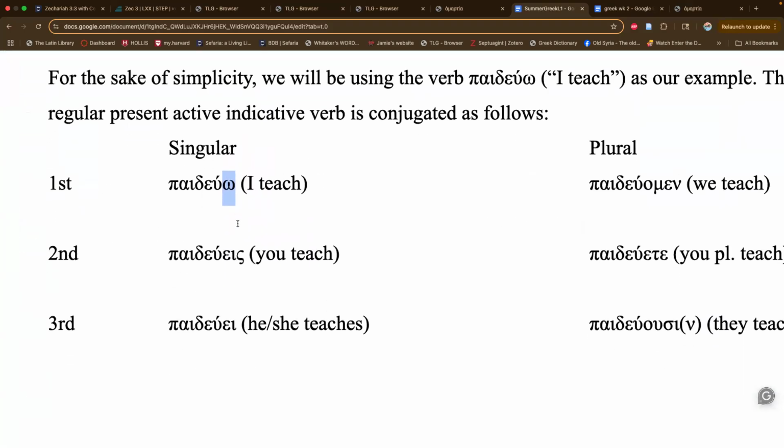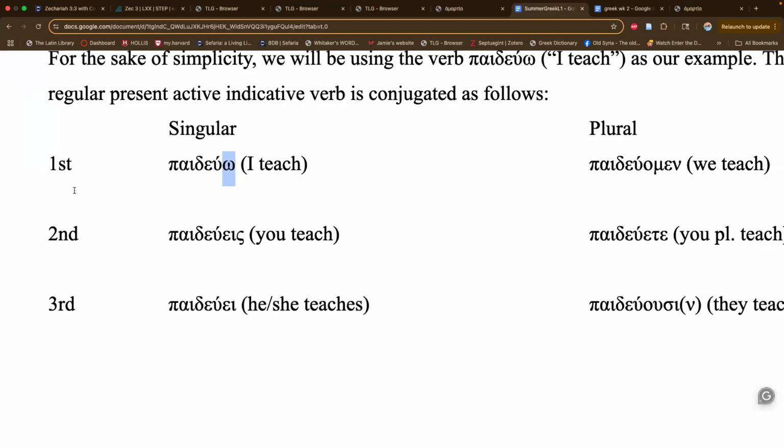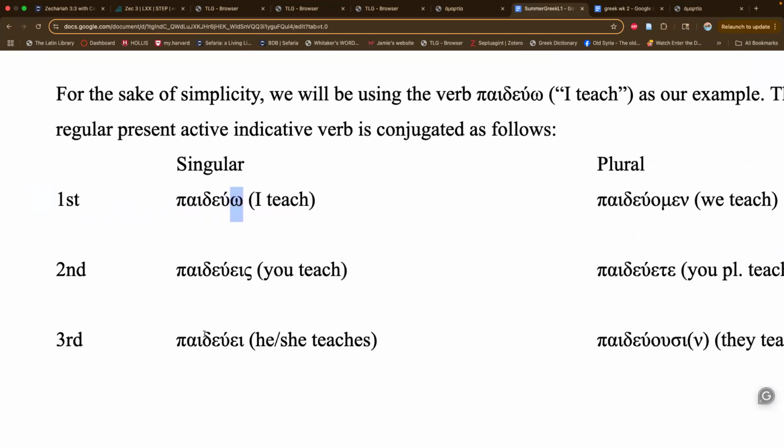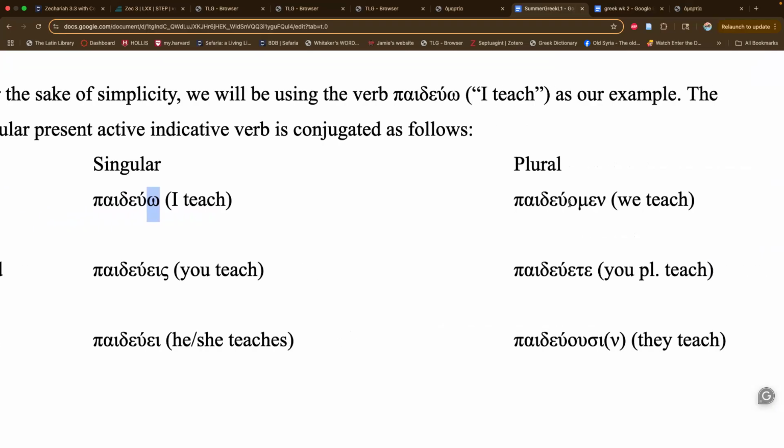So to say I teach, which is the first singular, we have paideuo. The second person, you teach, paideueis. Third person, paideuei. So that's I, you, he, she. And then for the plural, paideuomen, which is we teach. Paideuete, which is you teach, you in the plural. And then paideuousi, or you can have paideuousin if the next word starts with a vowel.